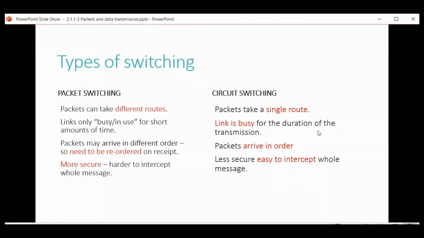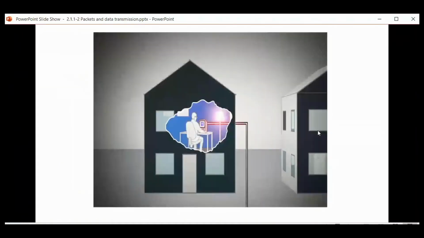If you sat on that link, the telephone circuit coming out of your house, then you could watch the whole of the message. But if you're on any other part of the network, you won't be able to. And circuit switching is easier to intercept. Packet switching spreads the load over the network. Circuit switching takes one node.